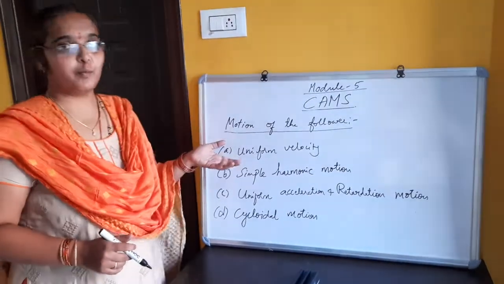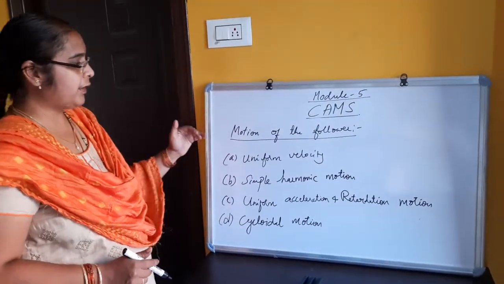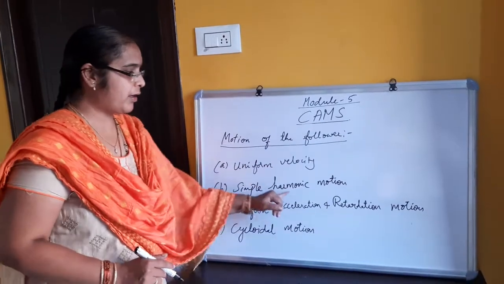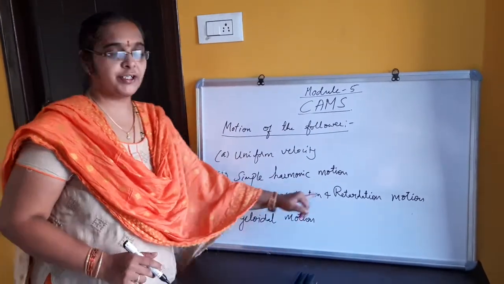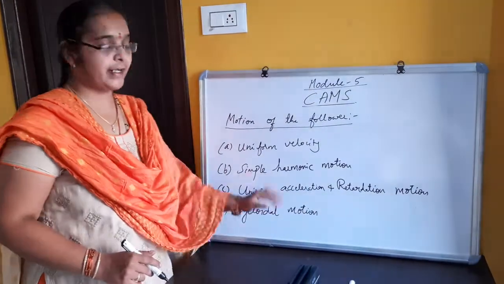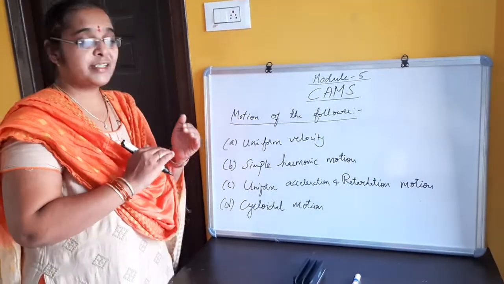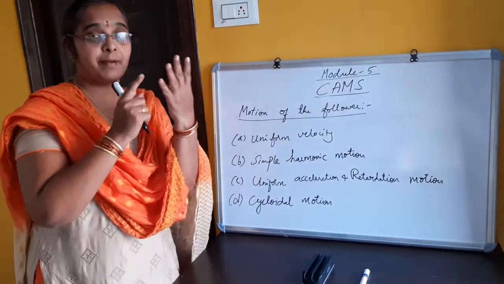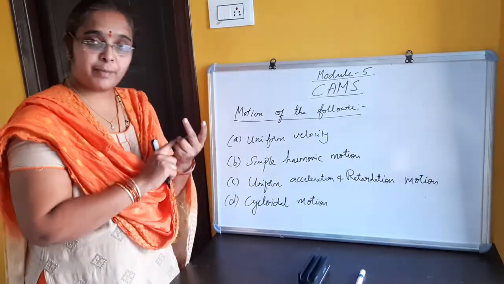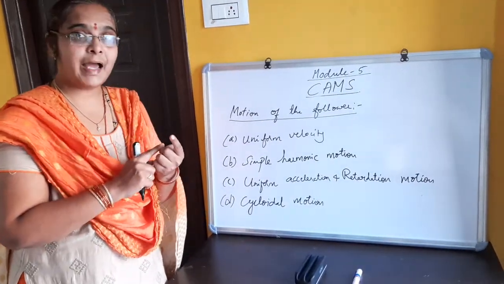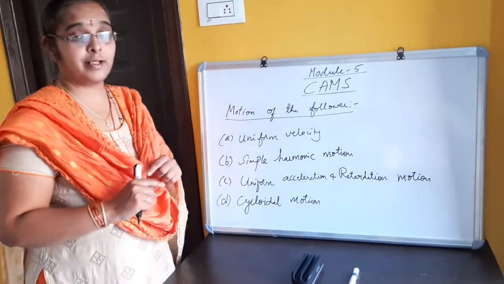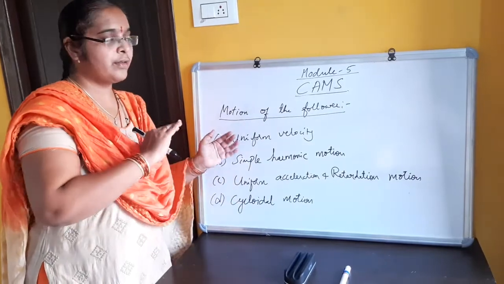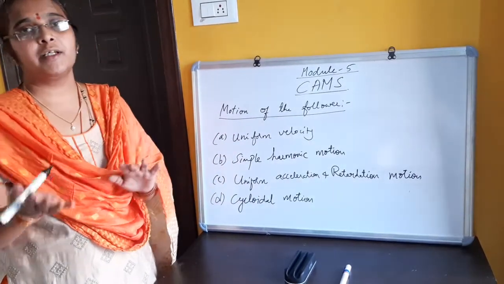When the follower moves, it will be moving with either uniform velocity, simple harmonic motion, uniform acceleration and retardation motion, or cycloidal motion. So this motion of the follower can be of four types. Whenever it moves with any one of these, the type of displacement diagram will be different.